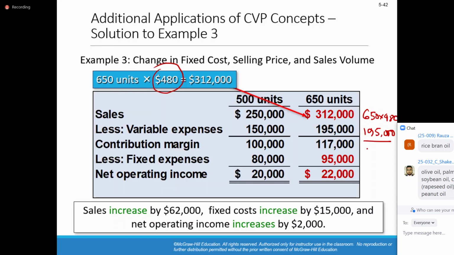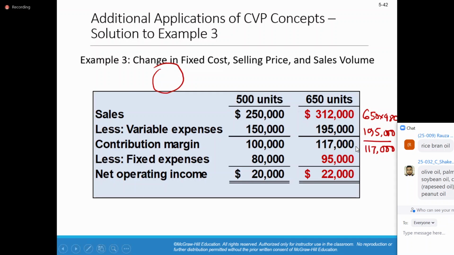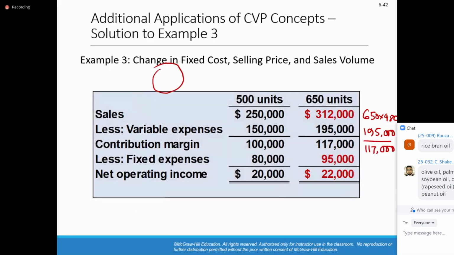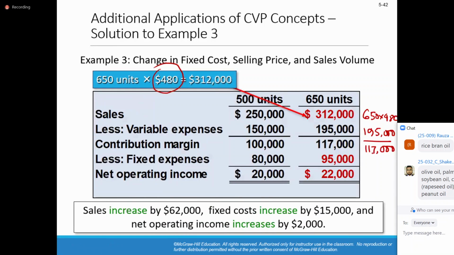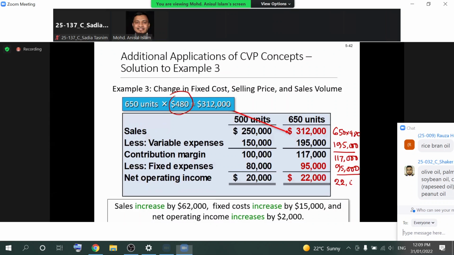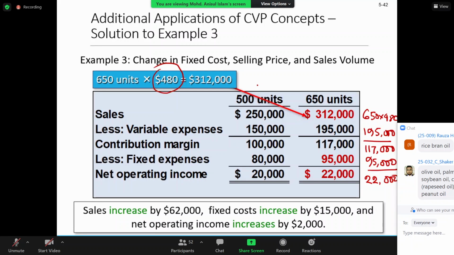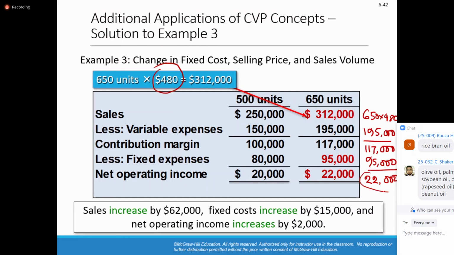But we would see that there has been a change in contribution margin because there has been a change in selling price. And we have seen that our fixed expense is expected to go up by 15,000 because we are increasing our advertising budget by 15,000. Our previous fixed expense was 80,000, so it should now be 95,000. So we would see that the new profit will be 22,000. Alternatively, what could we do? We could use the equation we showed in the previous slide to get the 22,000 profit.